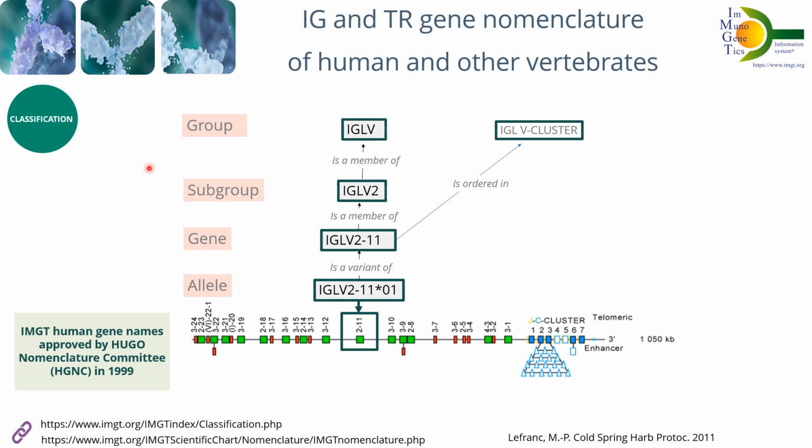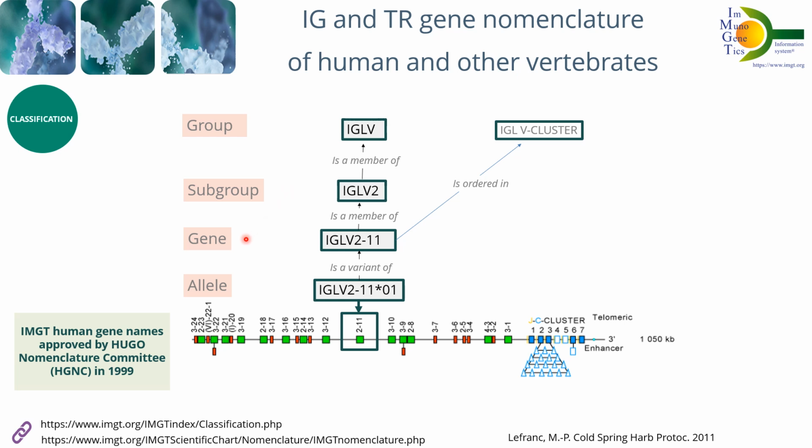In a second step, we are defining the concept of subgroups. For the same species, the variable genes which belong to the same subgroup show more than 75% of identity in their coding region, the V region.